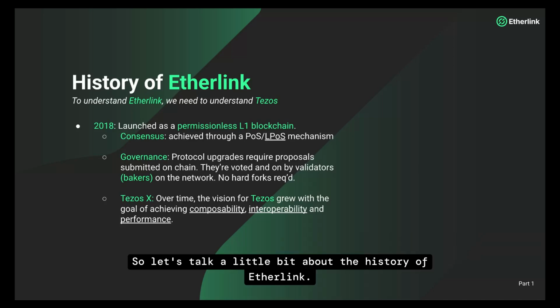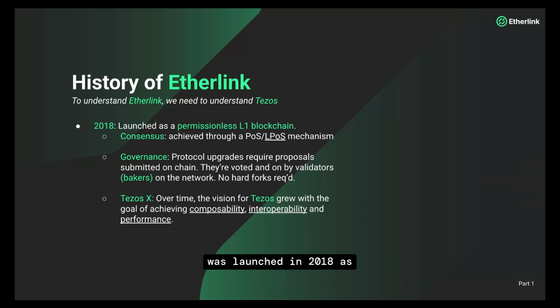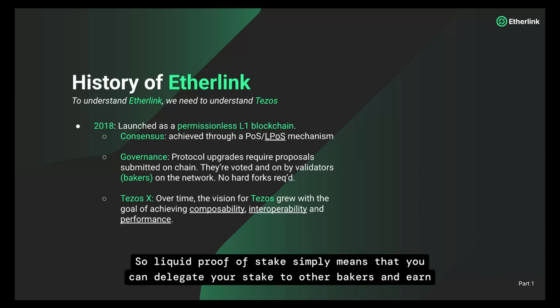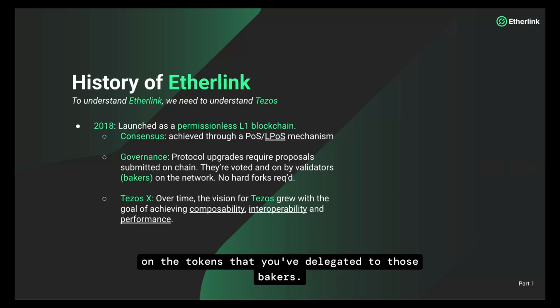So let's talk a little bit about the history of Etherlink, right? To understand Etherlink, you need to first understand Tezos or the Tezos Layer 1. And Tezos was launched in 2018 as a permissionless Layer 1 blockchain. On Tezos, consensus is achieved through a proof of stake and a liquid proof of stake mechanism. Liquid proof of stake simply means that you can delegate your stake to other bakers and earn rewards on the tokens that you've delegated to those bakers.